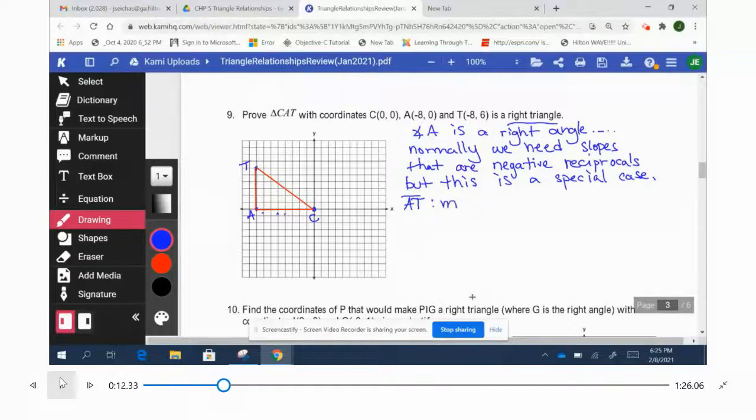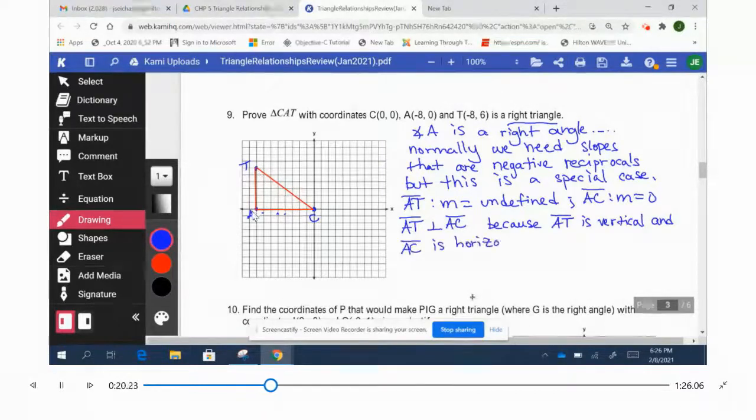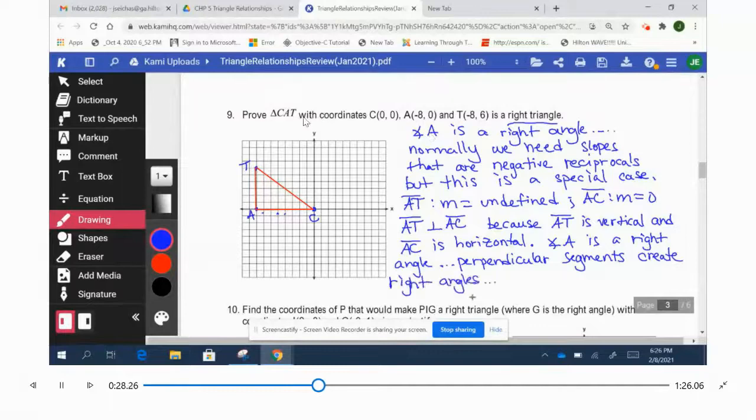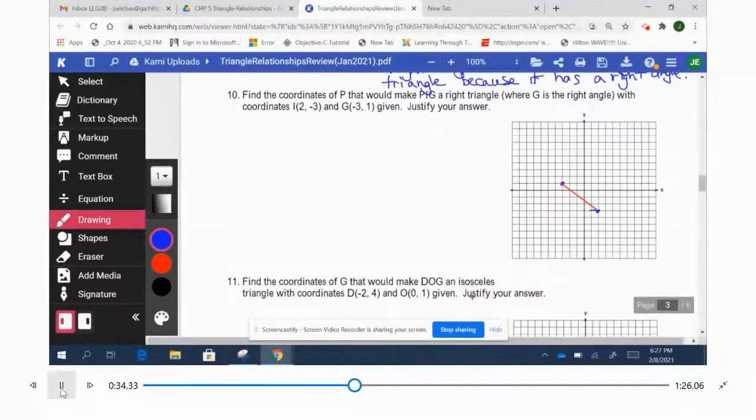This is a kind of a special case that I'm talking about here. AT, when you have a vertical line, the slope is undefined. And when you have a horizontal line, the slope is 0. So I'm going to state that they're perpendicular just because vertical and horizontal do create a right angle. So I'm doing the best I can here with an unusual situation. And since it's a right angle at A, triangle CAT is a right triangle. It has a right angle.